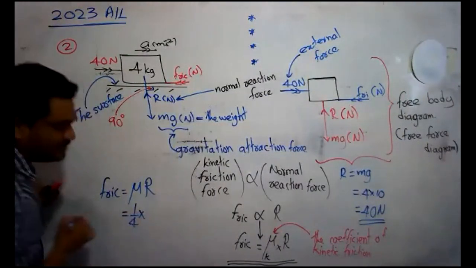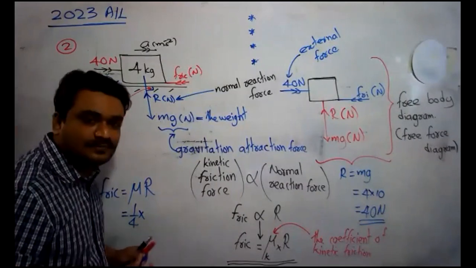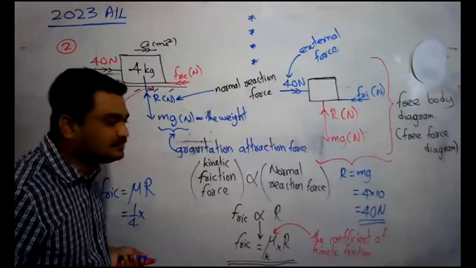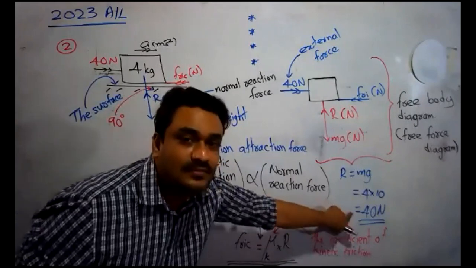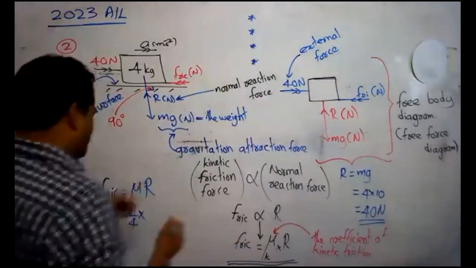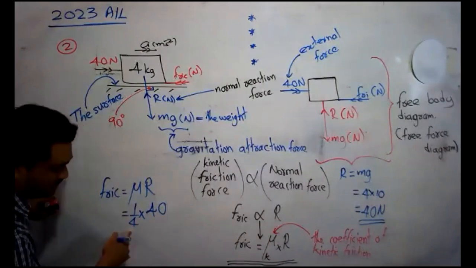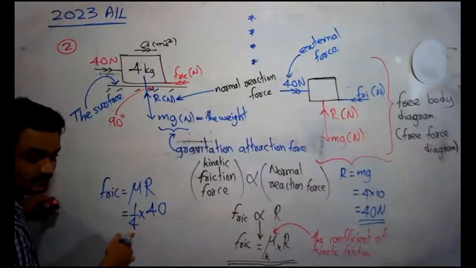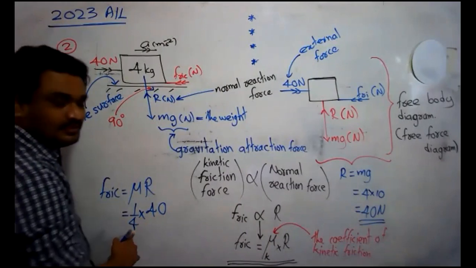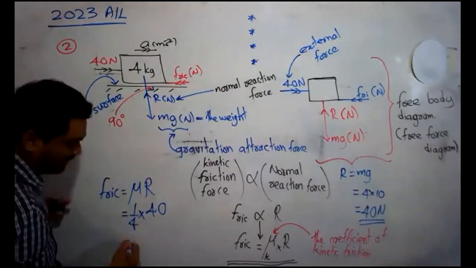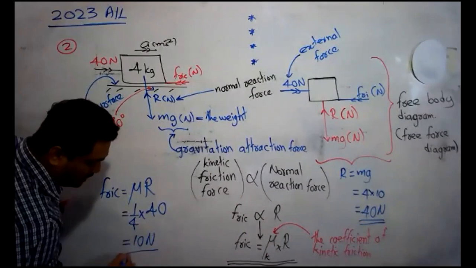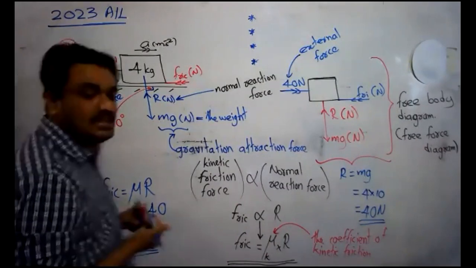1/4. R, what is the size of R? 40 Newton. R is 40. Therefore, what is the friction force, dear? 10 Newton. 40 divided by 4 is 10. So we have found the kinetic friction force as 10 Newton.